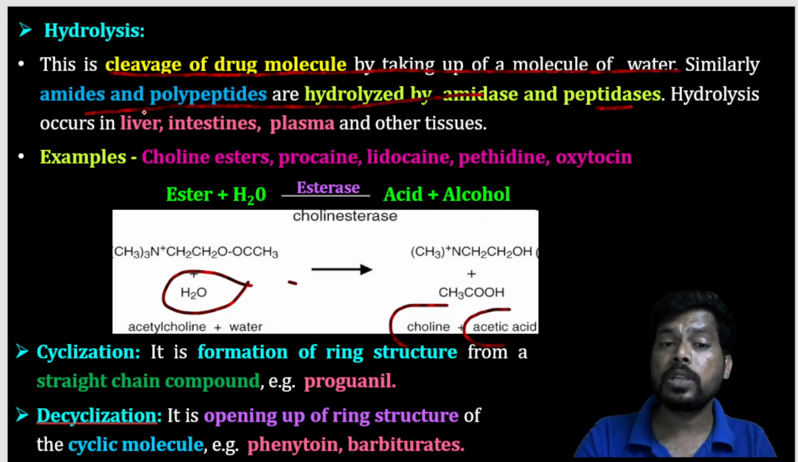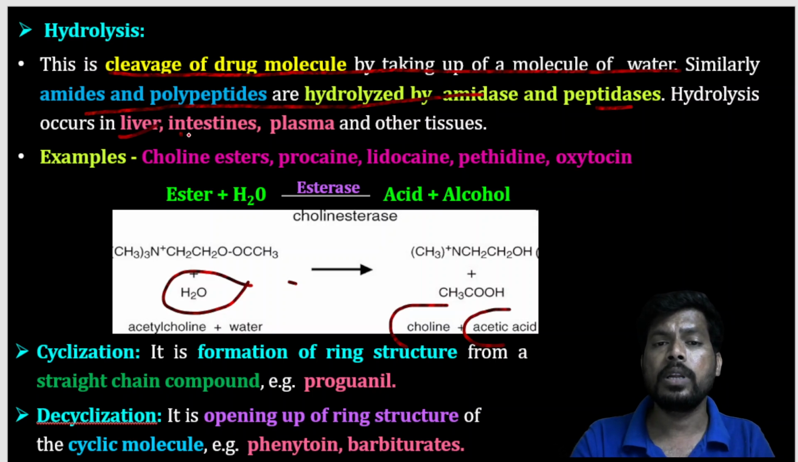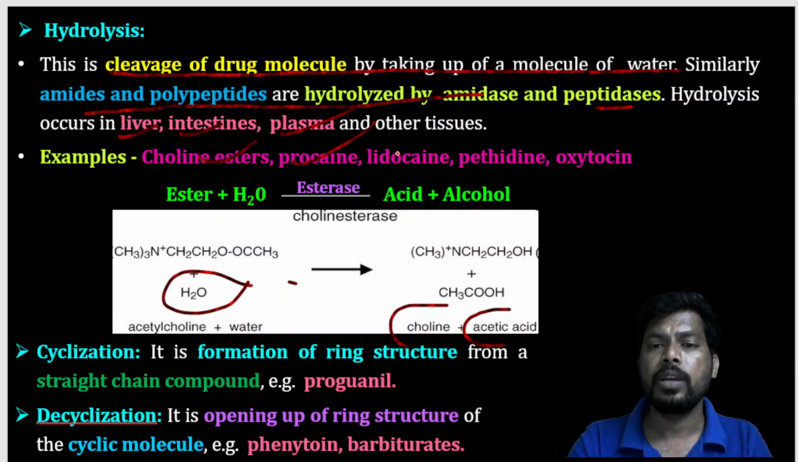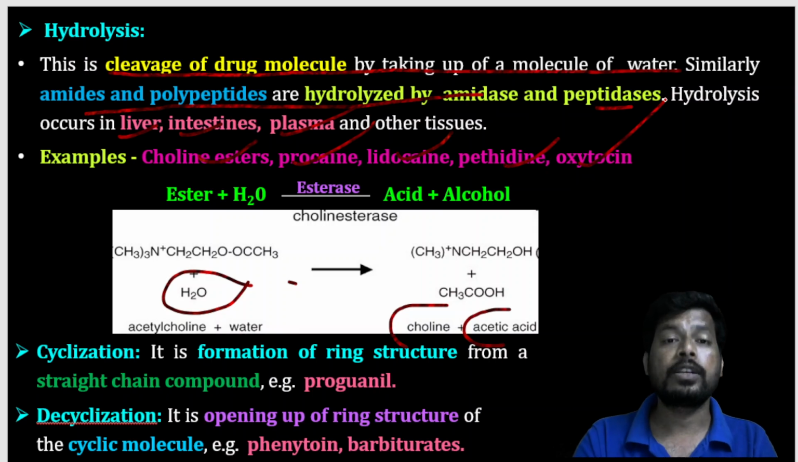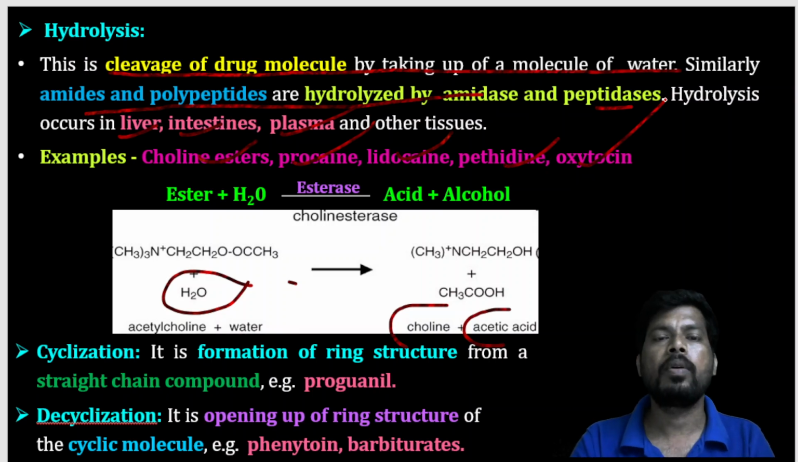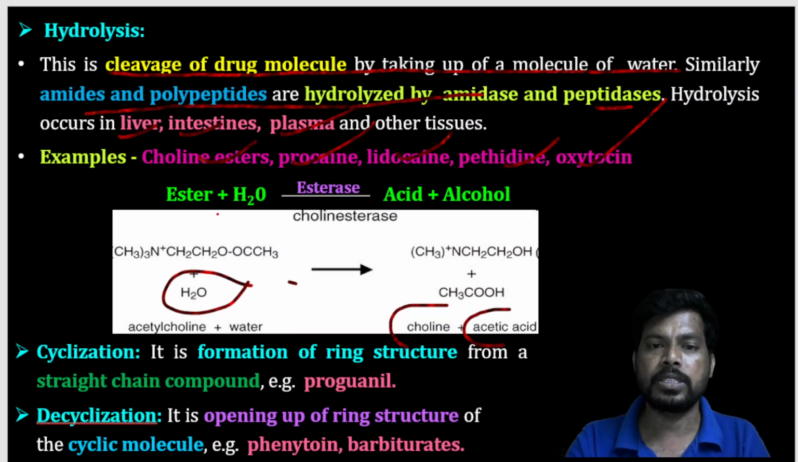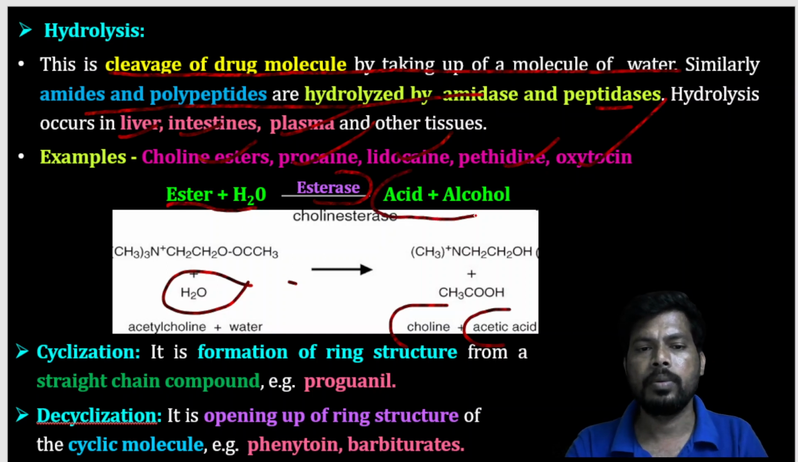Generally, hydrolysis takes place in the liver, intestine, and plasma. Examples like choline esters, procaine, lidocaine, pethidine, and oxytocin undergo this hydrolysis, a phase 1 metabolic reaction. So simply, an ester, with the help of water in the presence of esterase enzyme, converts to acid as well as alcohol.